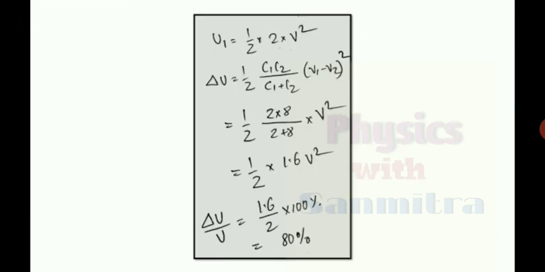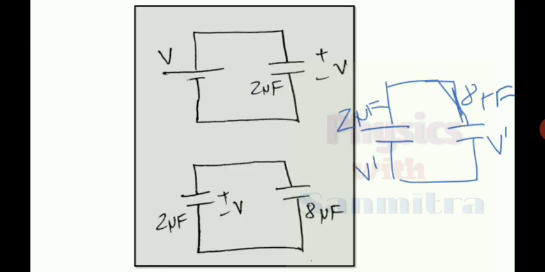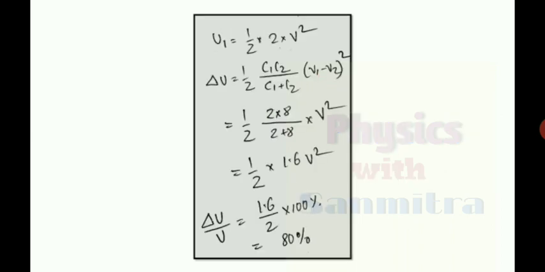Now, the initial energy was half into 2 into V square microjoule, and the loss in energy is half into C1 C2 by C1 plus C2 into (V1 minus V2) whole square. That is half into 2 into 8 by 2 plus 8 into V square. This formula you can derive by finding the final state energy and subtracting it from the initial energy. This is a very important expression. So half into 2 into 8 by 2 plus 8 into V square is half into 1.6 into V square. So delta U by U is 1.6 by 2 into 100%, that is 80%.